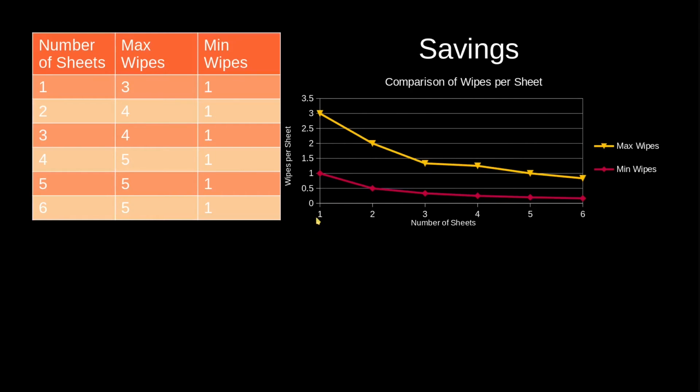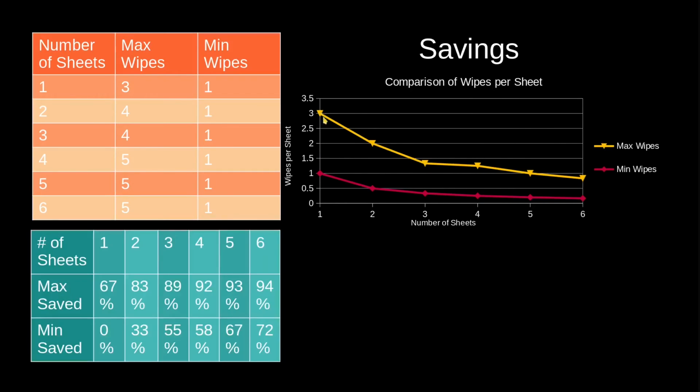If we look at the differences between the strategies of one number of sheets, we have the maximum wipes, which is 3, and the minimum wipes, which is 1. So we can then see that 1 is 1/3 of 3, so that's 33% difference. So if we subtract this difference from the max wipes line and the min wipes line, we then get a percentage of savings as shown in this blue chart here.